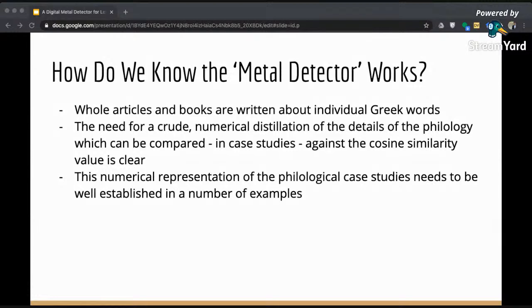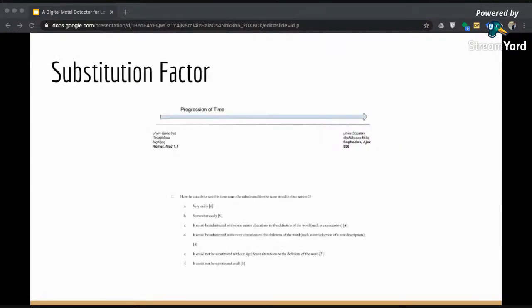What this enables us to do, in essence, is to set up a hypothesis. I suggest the use of something called a substitution factor. The substitution factor enables us to create this hypothesis. The hypothesis might be something like this: if a word has a high cosine similarity, we will expect this substitution factor.